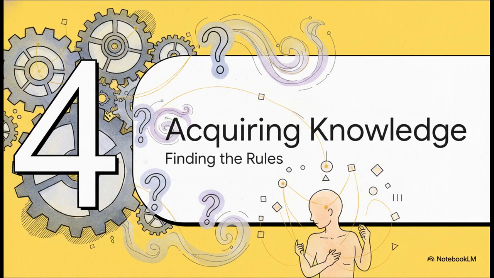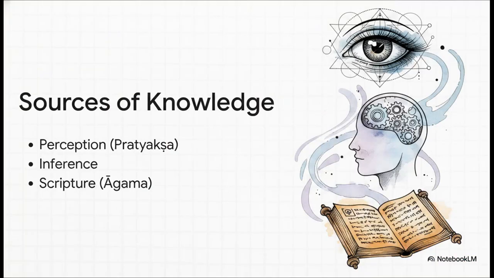Which naturally brings us to Section 4, acquiring logical knowledge. Because, if you think about it, this begs a massive question. If these universal rules govern our reality, how do human beings actually acquire them in the first place? We certainly aren't born knowing them. Well, the text outlines 3 precise methodologies for gaining knowledge of vyapti, or these invariable rules.